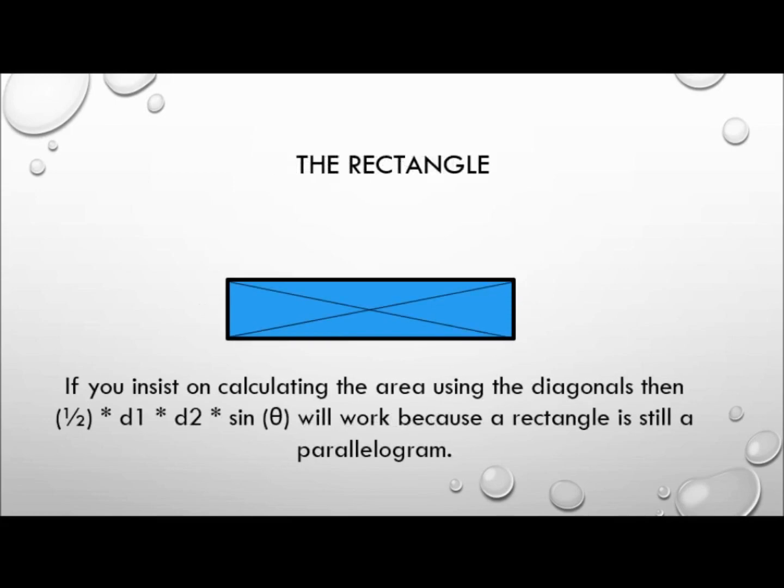It probably shouldn't be your highest priority for your revision, but if you do insist on knowing how to calculate the area of a rectangle using just the diagonals, and there is a slim chance it might show up, then it's just a half times diagonal 1 times diagonal 2 times the sine of the angle between the diagonals. Okay, let's just derive that so that we can be sure of what we're talking about.